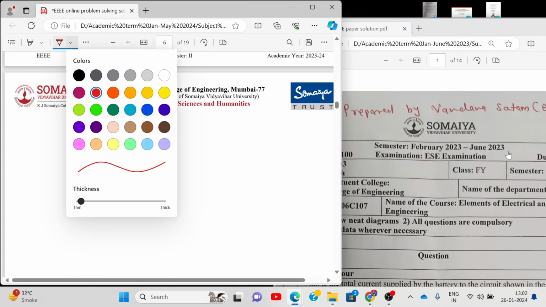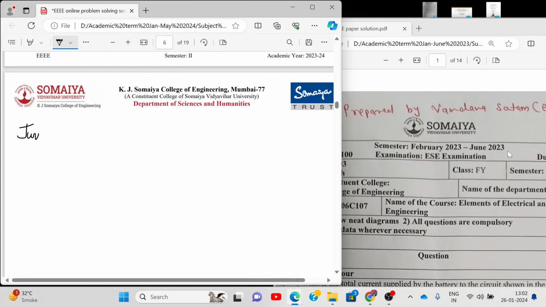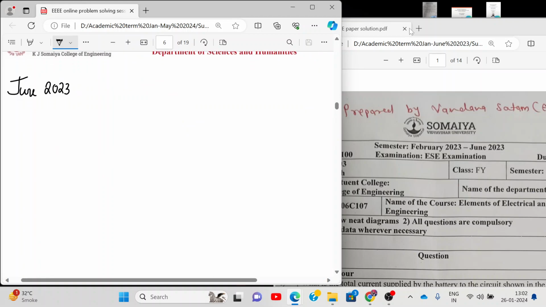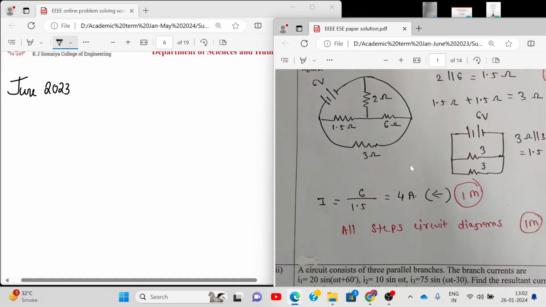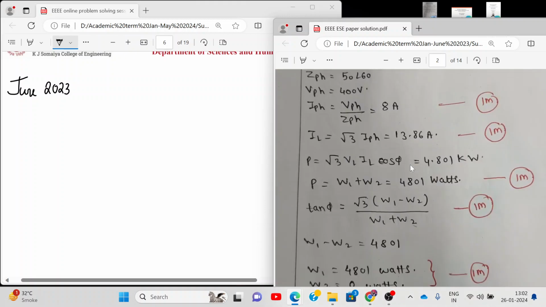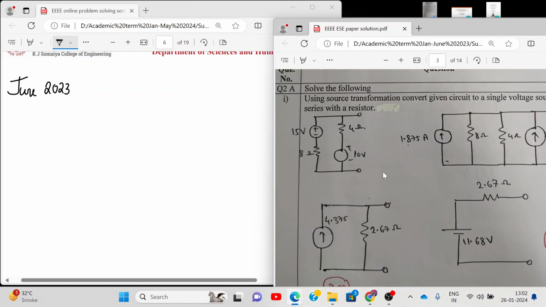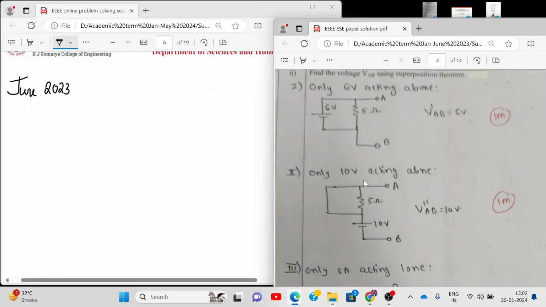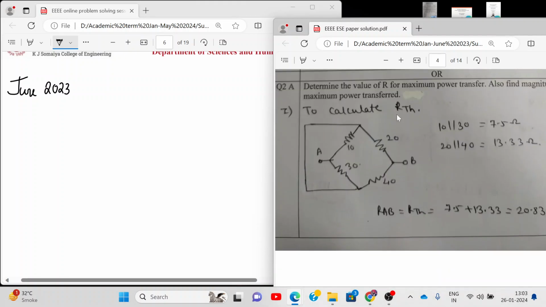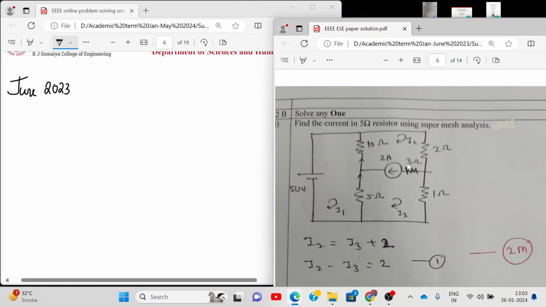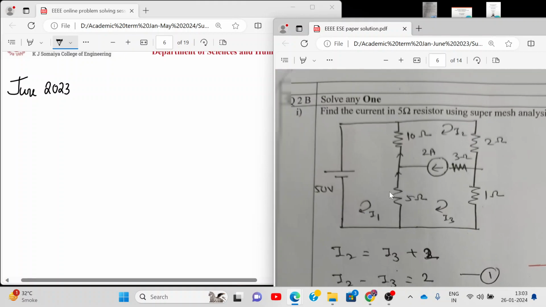Now let me know what type I should solve over here. Which technique do you want to learn? Norton's, Thevenin's, mesh, nodal, superposition we have covered today. So see this, I'll show you numericals. Nodal we have solved already. This type we have solved already. This type also we have solved. This is super mesh analysis. You want to solve this?